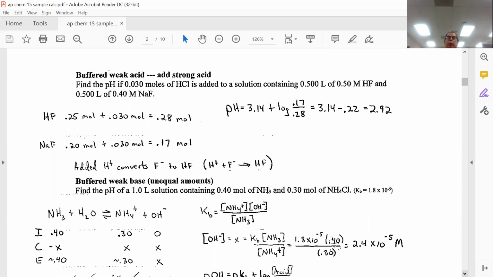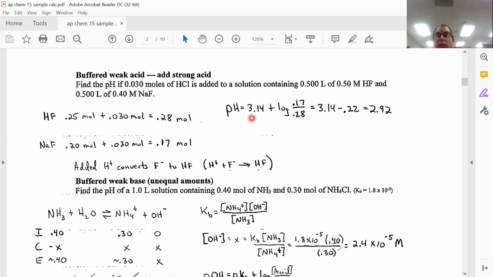And it's going to work pretty similar. I'm going to take my 0.25 and the 0.25, I add 0.03 moles, okay, assuming it's not affecting the volume. And this time, H plus is going to cause F minus to convert to HF. So HF is going to get bigger by 0.03, going from 0.25 to 0.28, and the NaF is going to get smaller by 0.03, going down to 0.17. Okay, and again, a lot easier using Henderson-Hasselbalch.